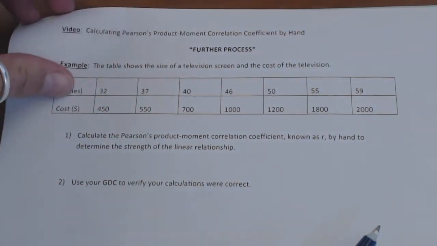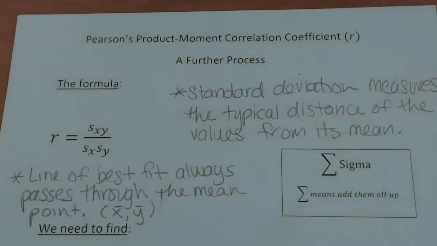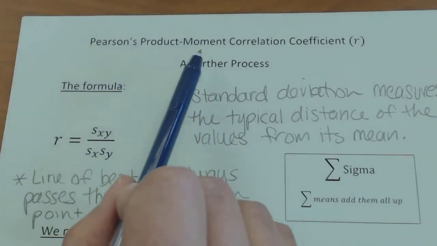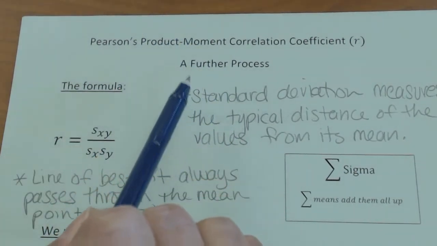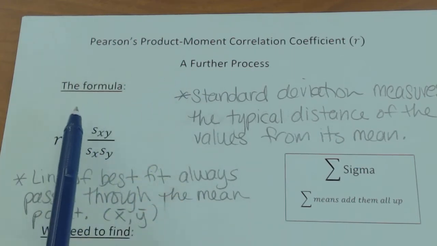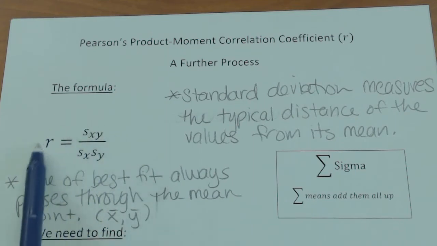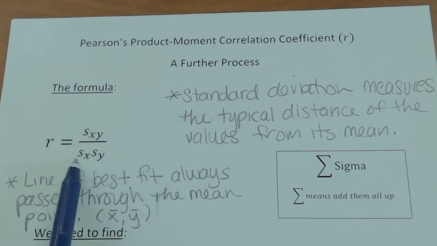In order to do this by hand, you had to get this green sheet. It has two sides to it. It is the Pearson's product moment correlation coefficient. It's your further process. Here's your formula. This is your formula right here. R equals the standard deviation of x and y divided by the standard deviation of x times the standard deviation of y.